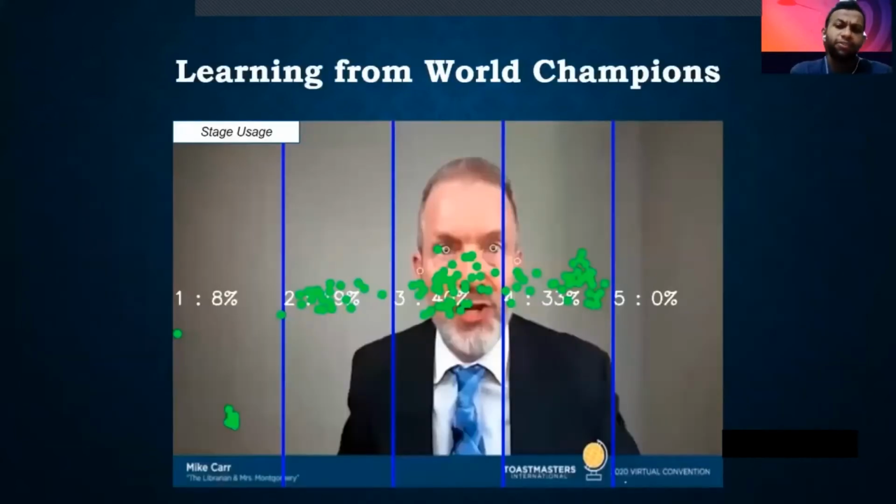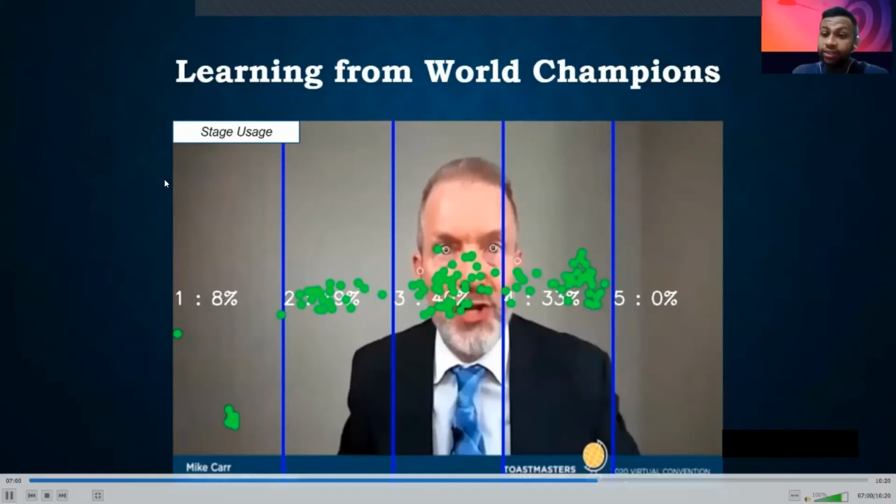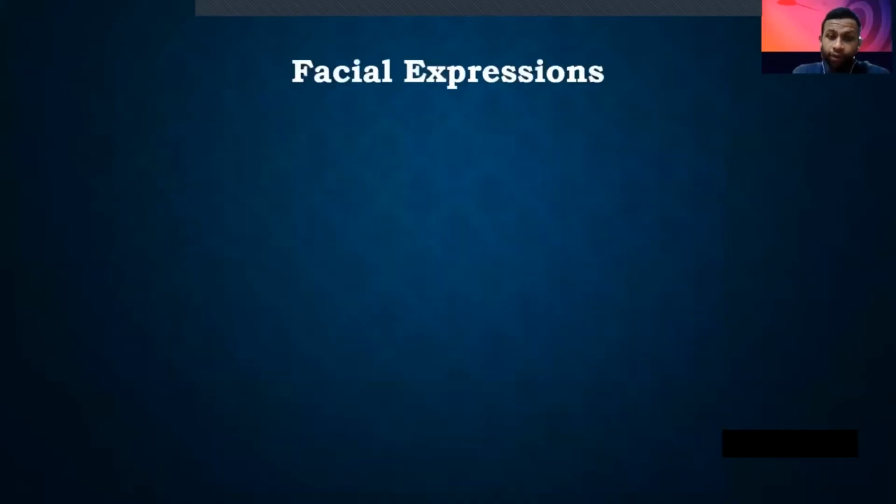Now, one of the best ways to learn is to learn from those who have already done what you want to do. What better way than to learn from the world champions themselves? So I also applied this particular project on the speeches of world champions of public speaking in Toastmasters. So as you can see, this is the 2020 world champion of public speaking, Mike Carr, and this shows the stage analysis during his speech.